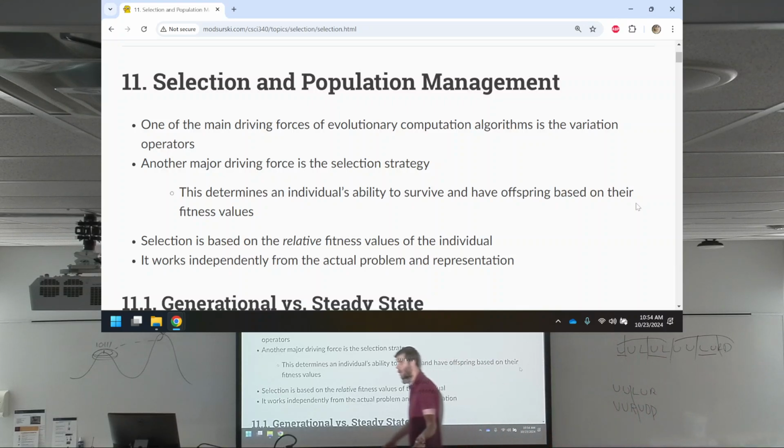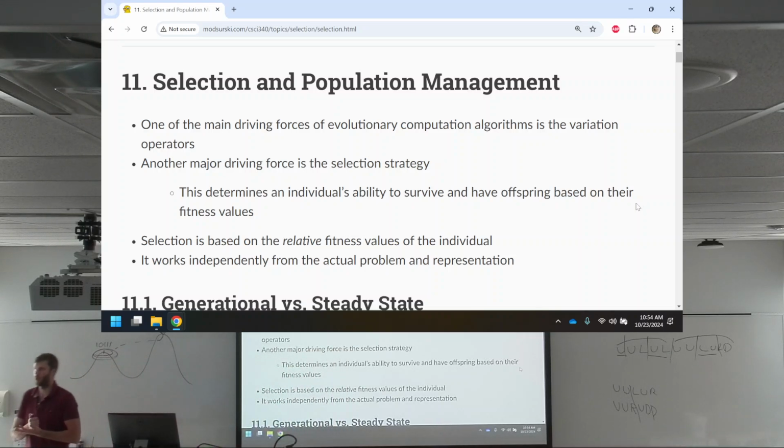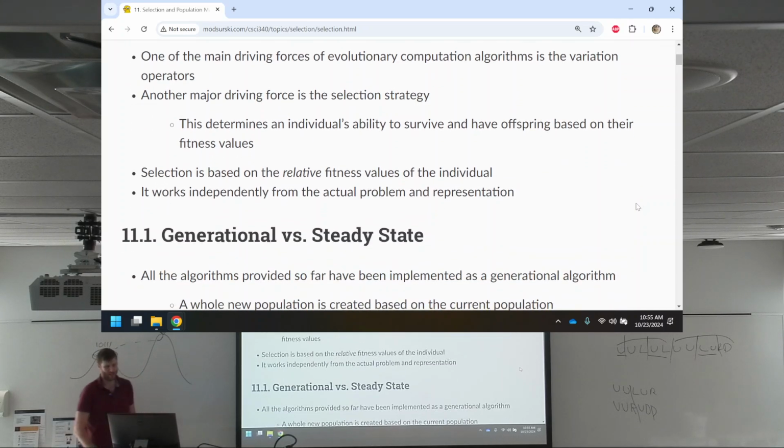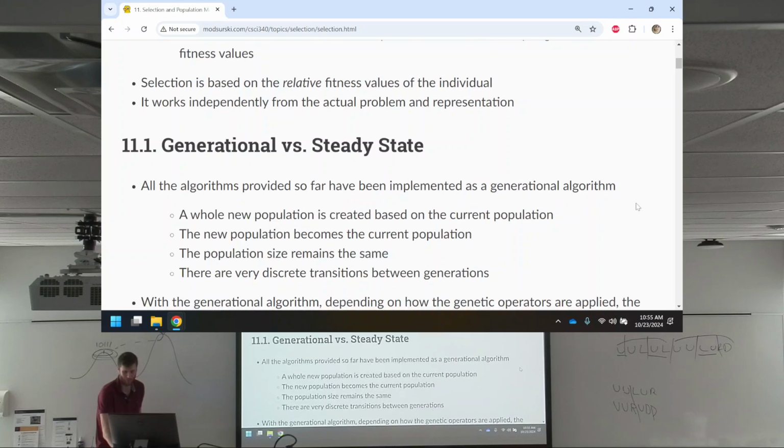So these terms come up in other areas too. Anyways, another major driving force is the selection strategy. How do we say who survives and who dies off based on their fitness values? Selection is based on relative fitness values of the individuals. The ones that are more fit don't necessarily mean they're any good, they just mean that they're less bad than the other ones. And it works independently from the actual problem and representation.